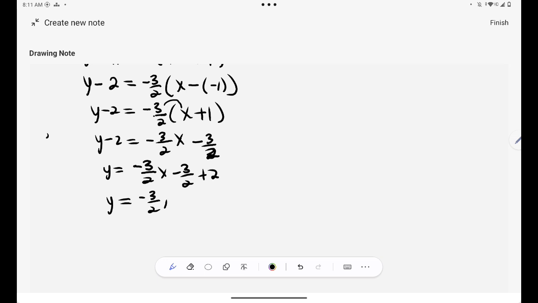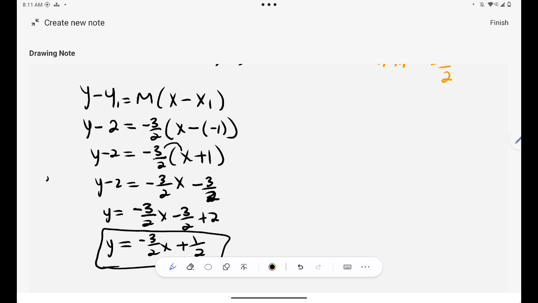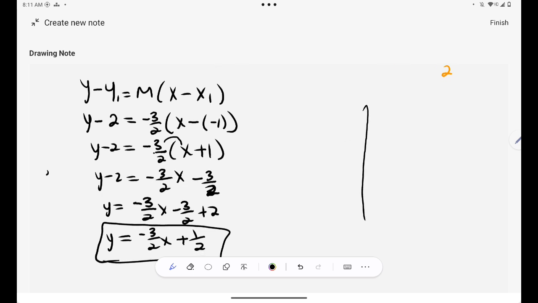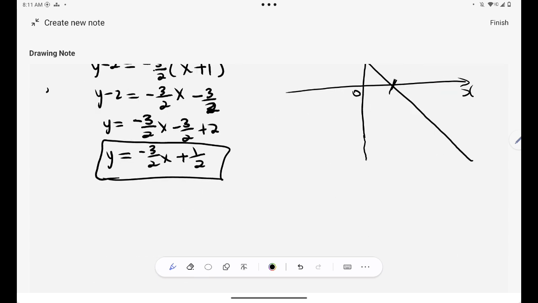Minus 3 over 2x, I'll have a positive half. This is my equation. Once I see my equation and I can see the gradient and the y-intercept, I just sketch. I have a positive y-intercept and my gradient is negative. I simply have a decreasing function that passes through 1 over 2. All I need to do is to find the y-intercept.